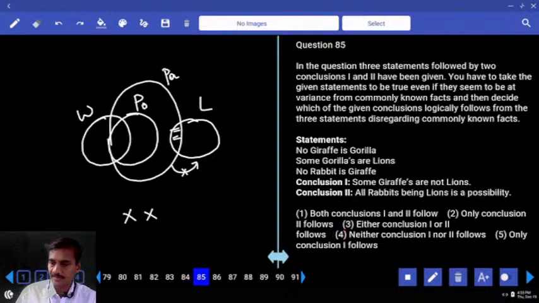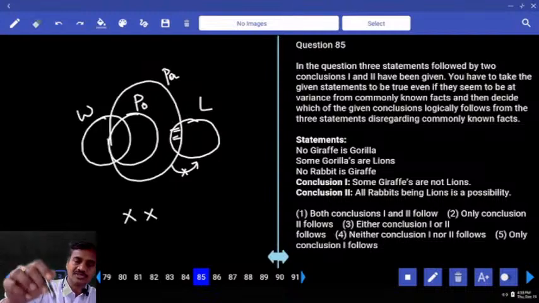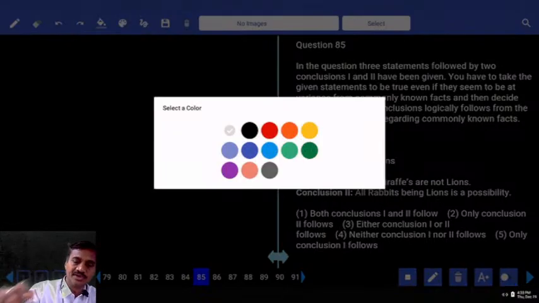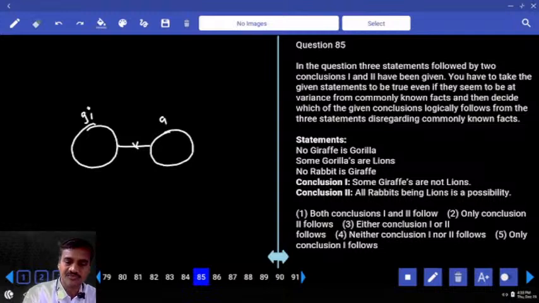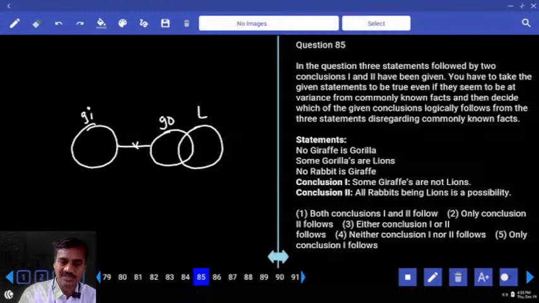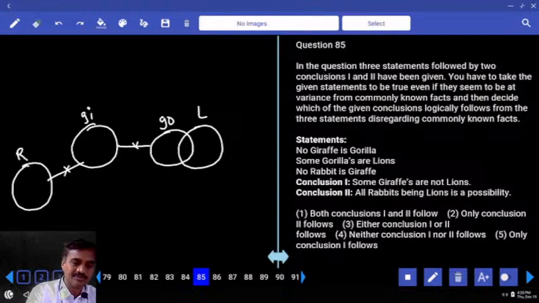Then 85, now giraffe is gorilla. No intersection between giraffe and gorilla. Now this is giraffe and this is gorilla. No intersection between giraffe and gorilla. And some gorillas are lions. Now these are the gorillas that are lions. And no rabbit is giraffe. No intersection between a rabbit and a giraffe.